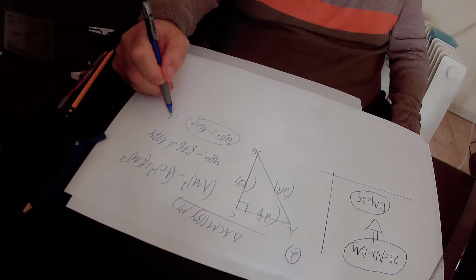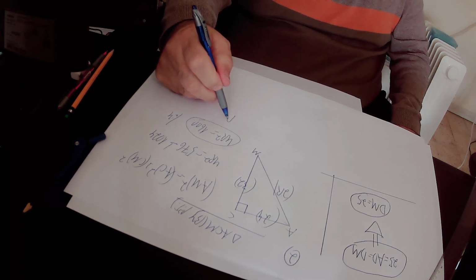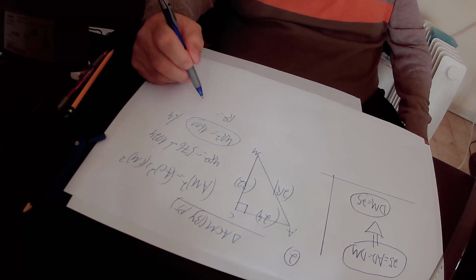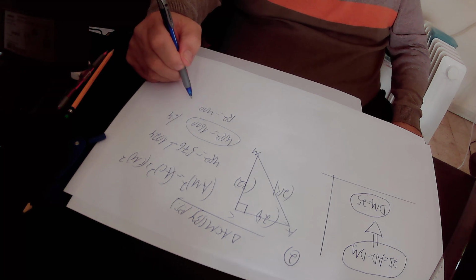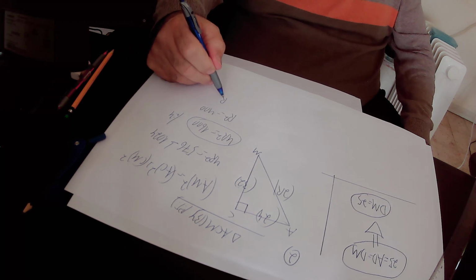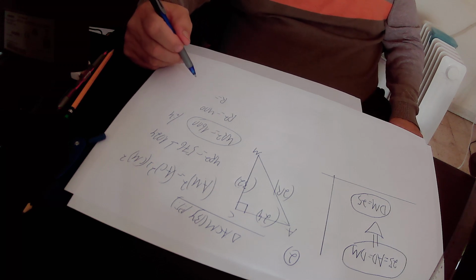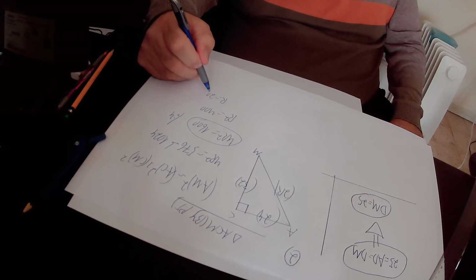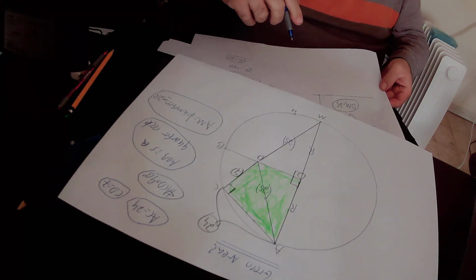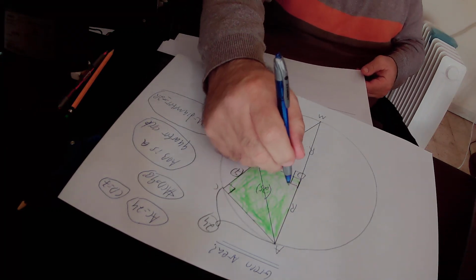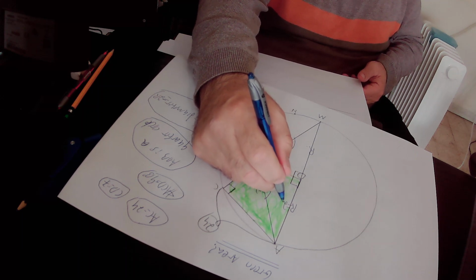We divide this equation by 4 and finally we get that r squared equals 1600 over 4, which is 400. r squared equals 400. We take the root of this equation and we get that r equals the square root of 400, that is 20. So the radius of this circle, r, equals 20. So we can write here that r equals 20 units.